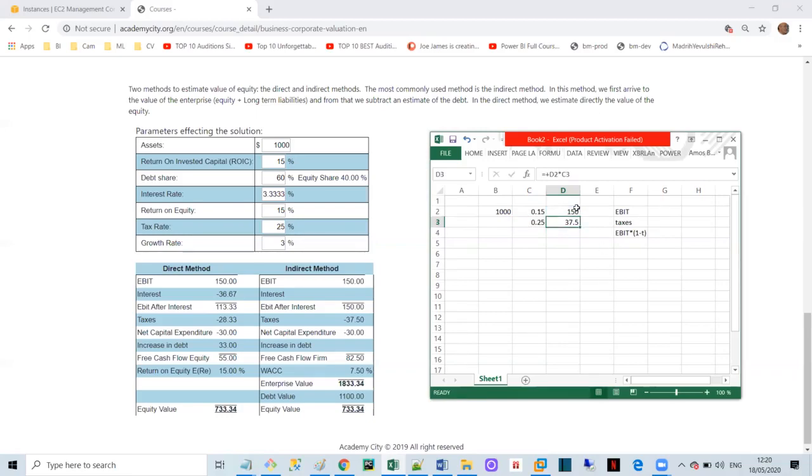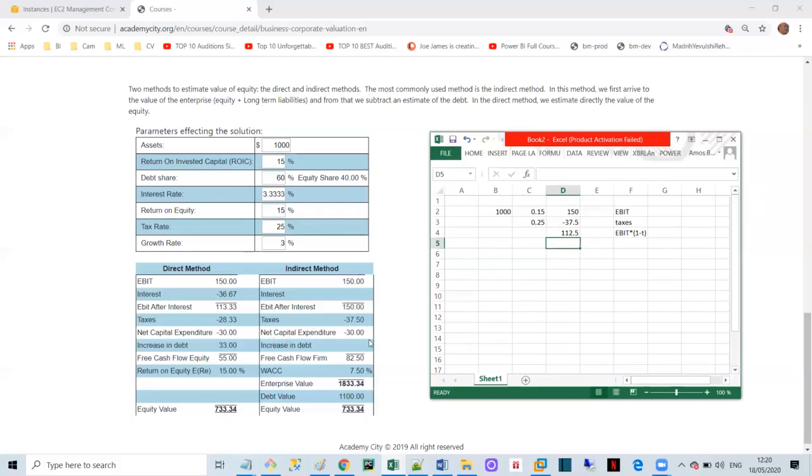So let's put it in negative, exactly like we have in the simulation. Fair enough? So I'm subtracting 150 minus 37. That's what I would get as the EBIT times 1 minus t: 112.5. Everybody happy? That's really this amount.